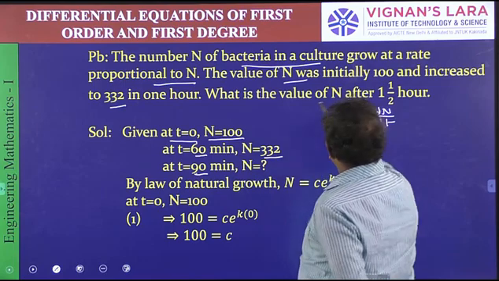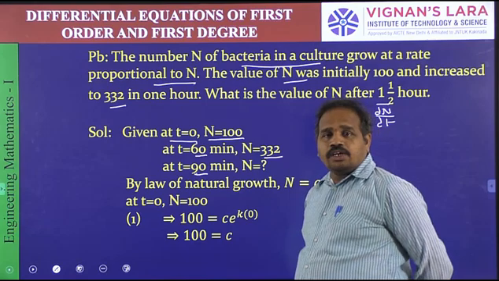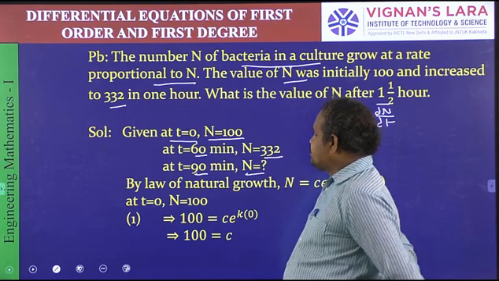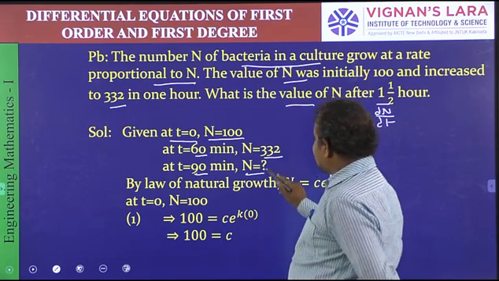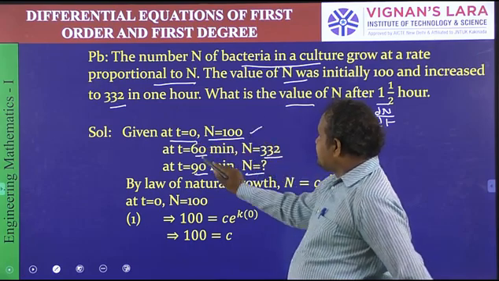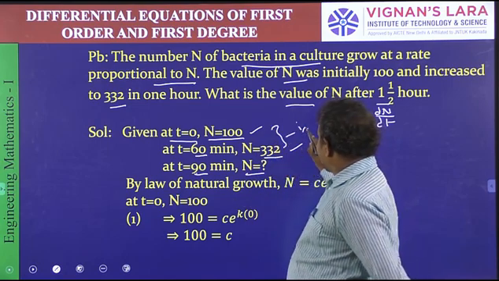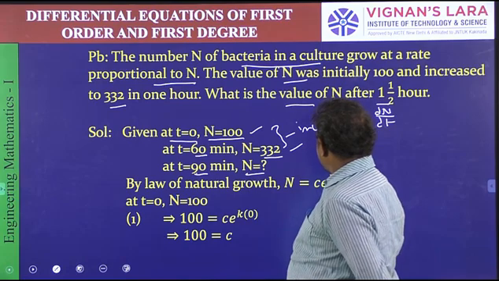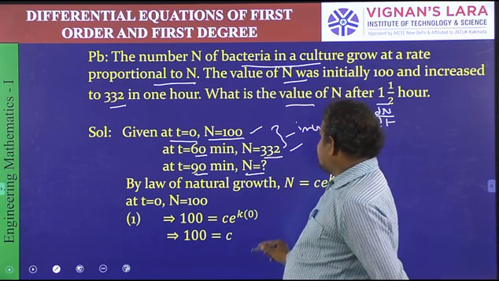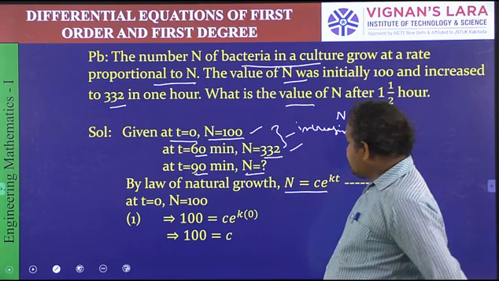Next, what is the value of N after 1.5 hours? I converted hours into minutes: 1.5 hours means 90 minutes. At t is equal to 90 minutes, we have to calculate the value of N. If you observe, at t is equal to 0, N is 100, and at t is equal to 60, N is 332. So it is increasing, which is called the law of growth. By using the law of growth, the formula is N is equal to c into e power kt.